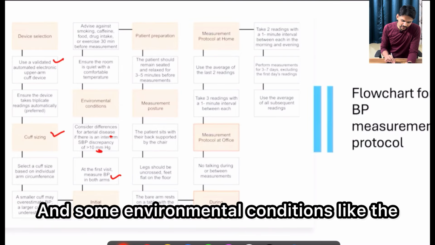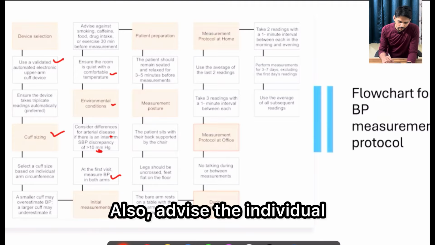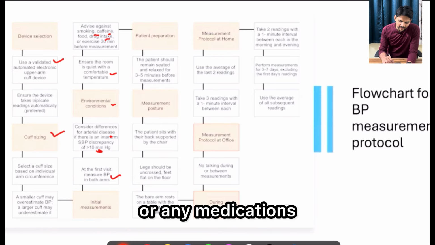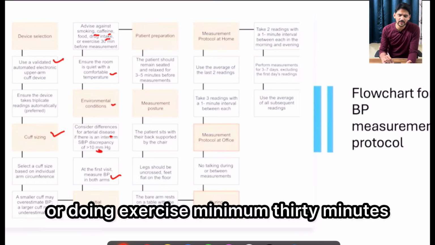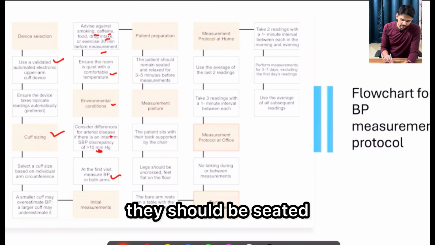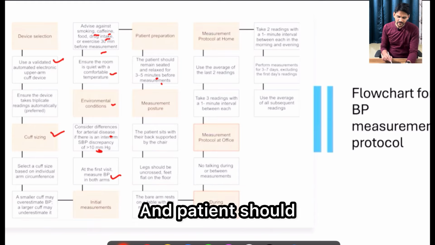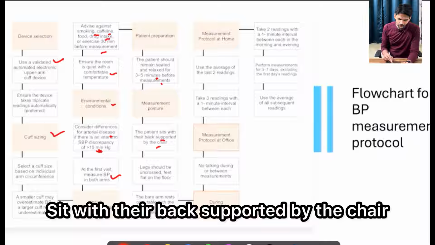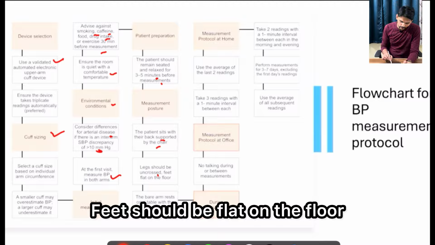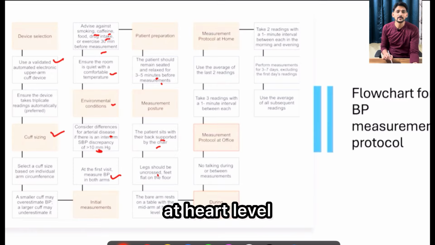And some environmental conditions: the room should be quiet and there should be a comfortable temperature. Also advise the individual not to smoke, not to take coffee or any medications, or do exercise for a minimum of 30 minutes before the measurement. And once the patient is ready, they should be seated and relaxed for 3 to 5 minutes before measurement, and the patient should sit with their back supported by the chair. Legs should be uncrossed, feet should be flat on the floor, and the bare arm should be resting on the table with the mid arm at heart level.